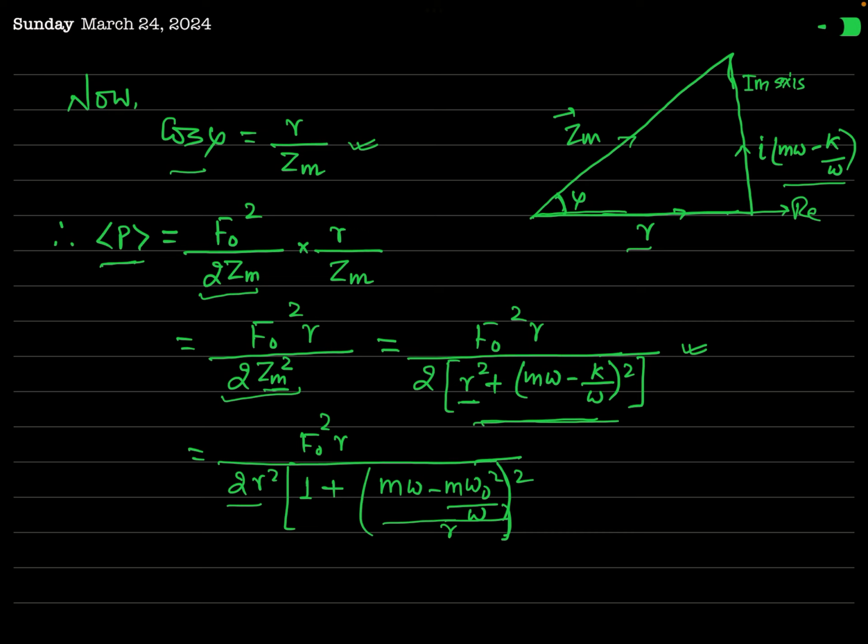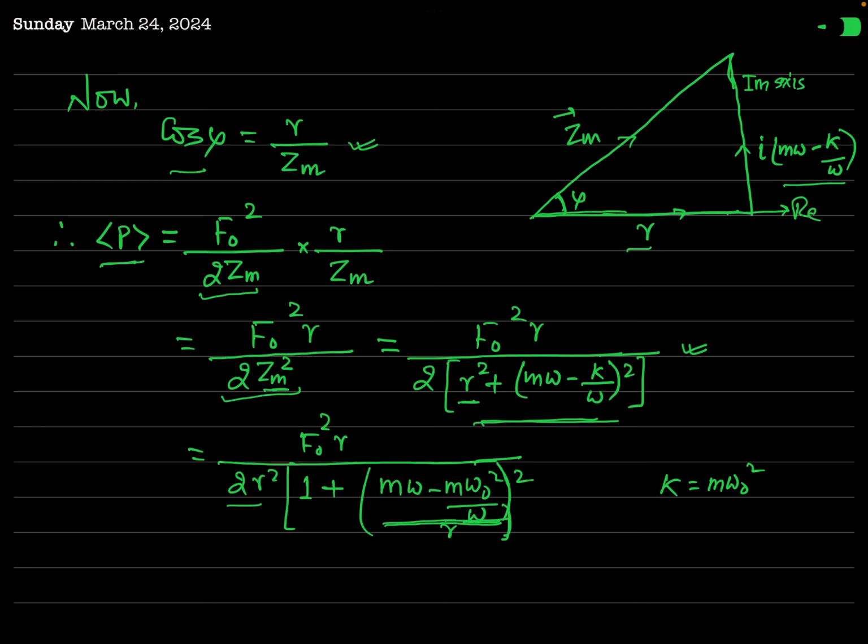So when you take R square as a common factor, the remaining terms in the denominator will be what? This will be simply 1 plus (m omega minus m omega naught square). Actually here I have written k equal to m omega naught square, which is well known to you. And divided by (omega R) whole square, because the second term does not contain R square, so you have to divide by R square.